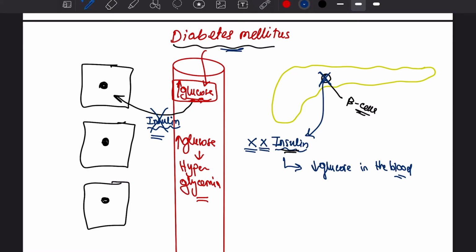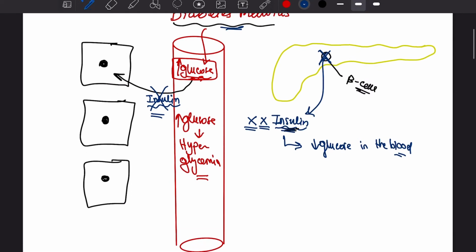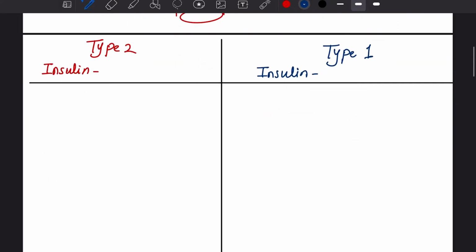It's a chronic increase of glucose in the blood because of deficiency of insulin. Let's take the types. We have type 2 and type 1 diabetes mellitus. Type 2 diabetes mellitus, we call it insulin independent, while type 1, we will call it insulin dependent. What's the difference between them?